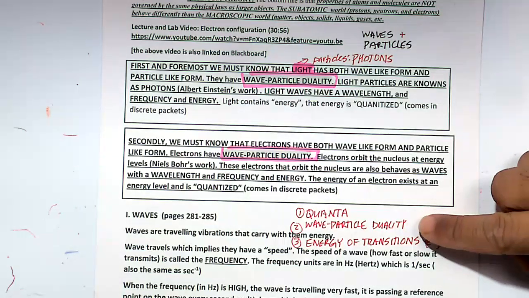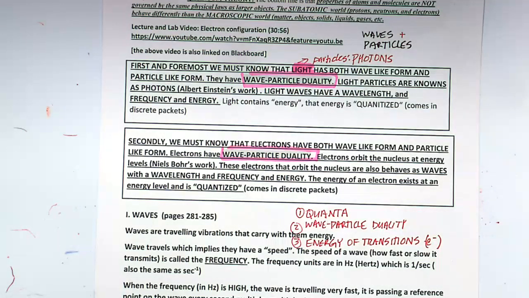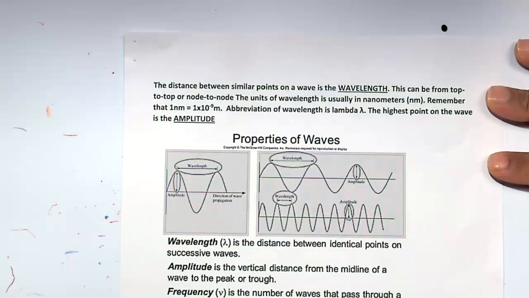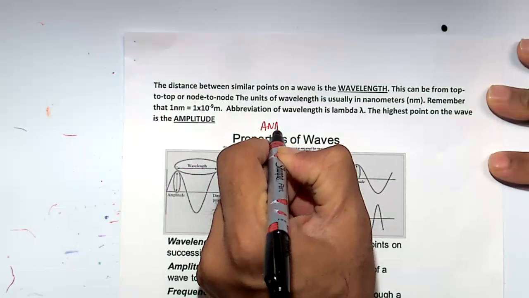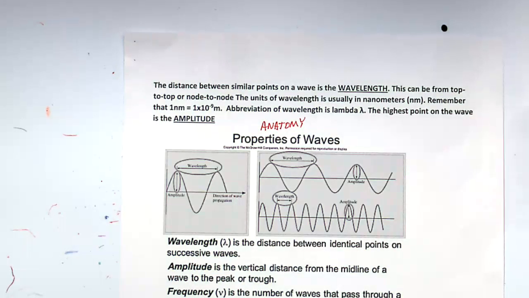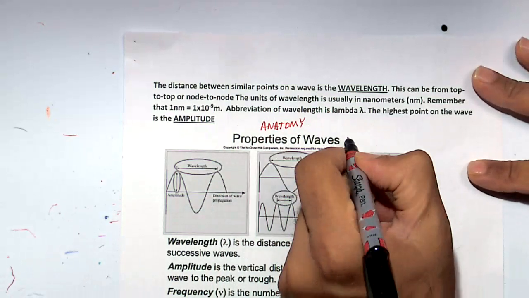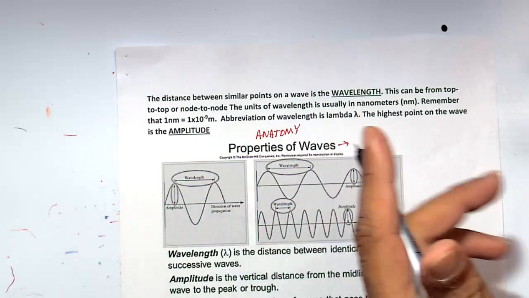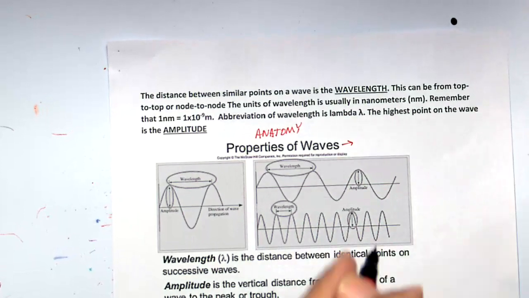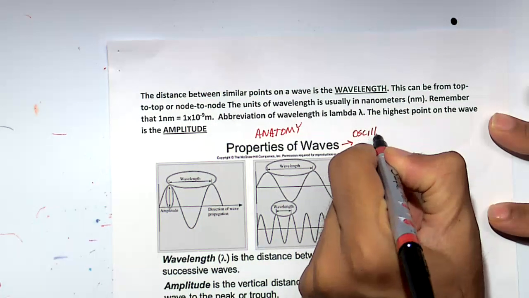Is it a wave? Electrons, yes. Is it a particle? Electrons, yes. So let's talk briefly about the anatomy of a wave. What are the parts of a wave? First of all, let's define a wave as an oscillating "piece" of energy. Oscillating piece of energy.